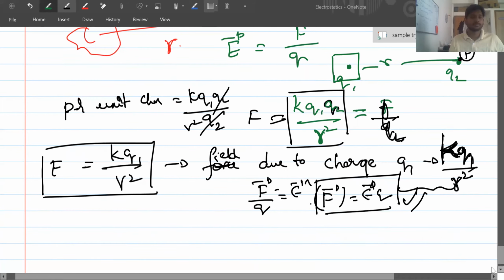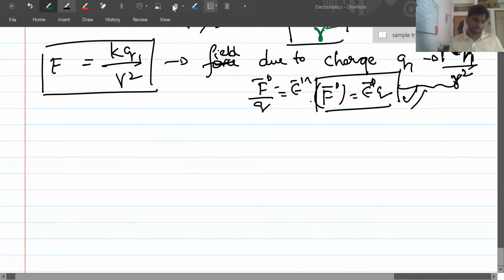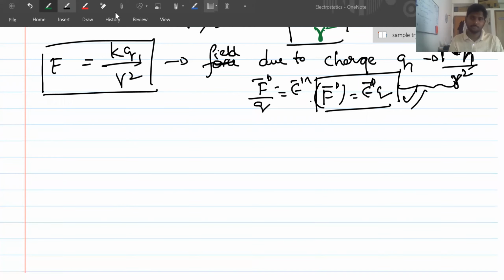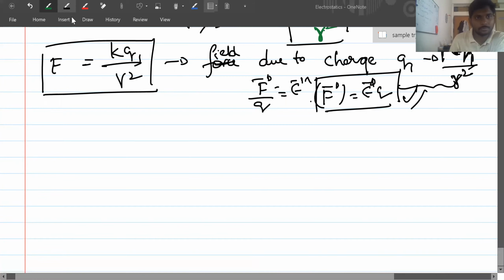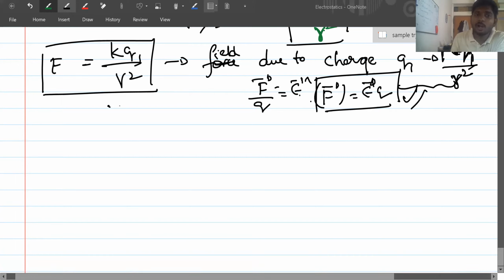Okay, got it? Sir, here is the electric field intensity, no, sir? Now for a point charge, you got it as what? Just what you solved here, KQ by R square, right? At a point. So this is the field intensity for a point charge.